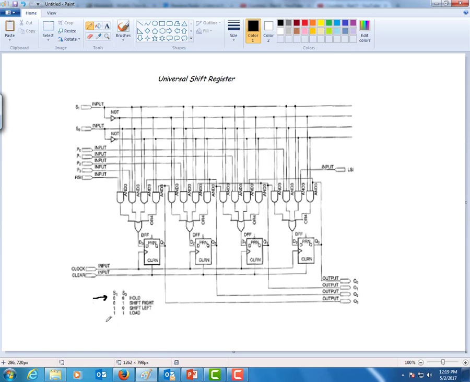And finally, we have a load. This is the last one. The one type of shift that we did not discuss, in other words, have a schematic, is the parallel load. And that's what this does right here, okay? So why don't we just go through it.